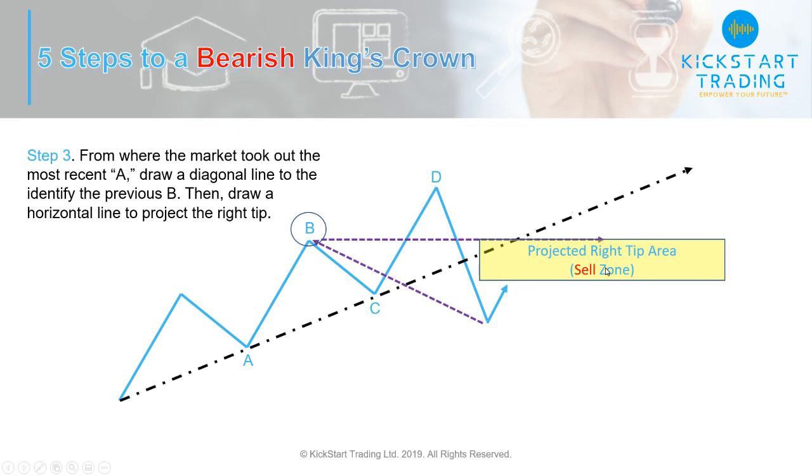In other words, our sell zone, if we're looking at a bearish crown, which of course we are in this example. If we're looking at a bull crown, then of course the opposite is true. Rather than the projected right tip being a sell zone, of course it's a buy zone, right?